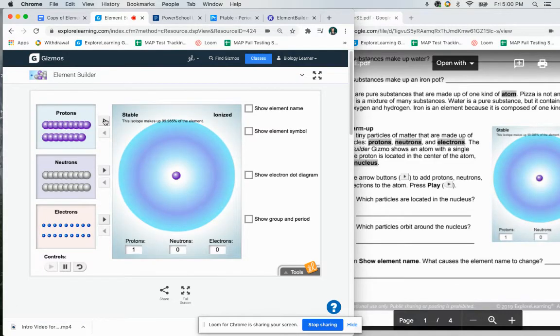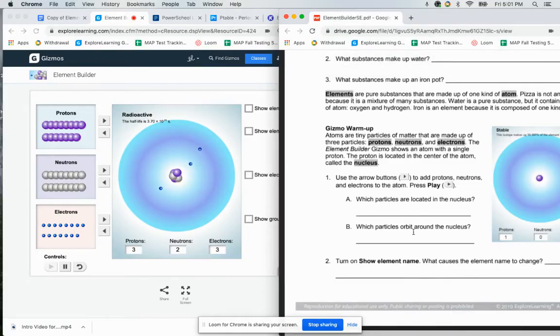So I'm going to use the arrow buttons. Okay, so the protons seem to be going in this part of the atom. The neutrons are also going over there. And here's the electrons. Okay. They seem to be floating more around it. Okay, so what particles are in the nucleus? What particles orbit around the nucleus? You can answer those questions.